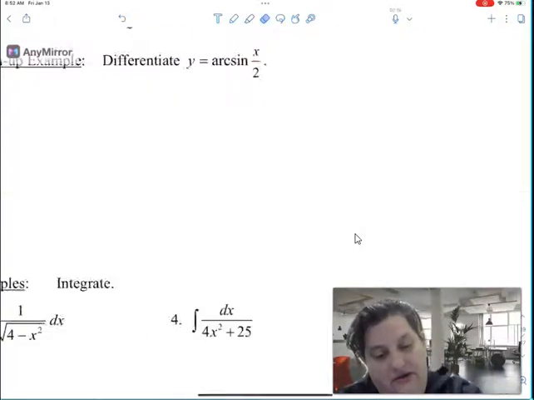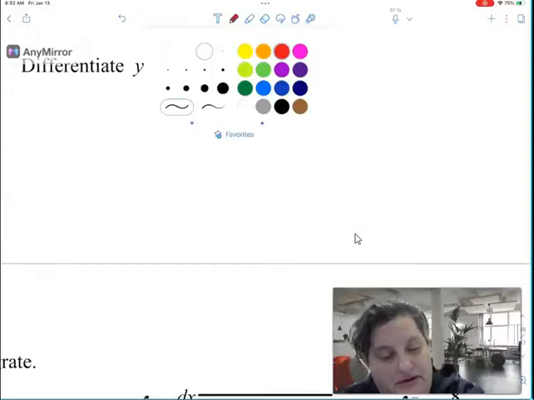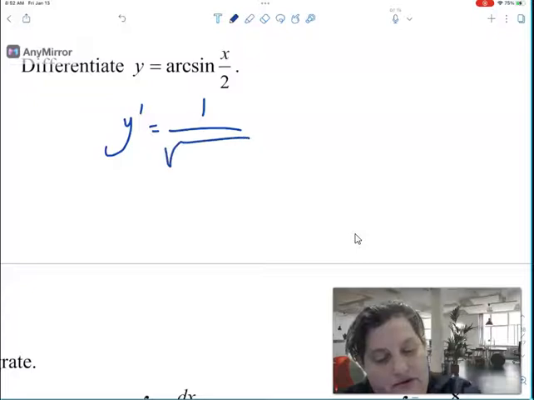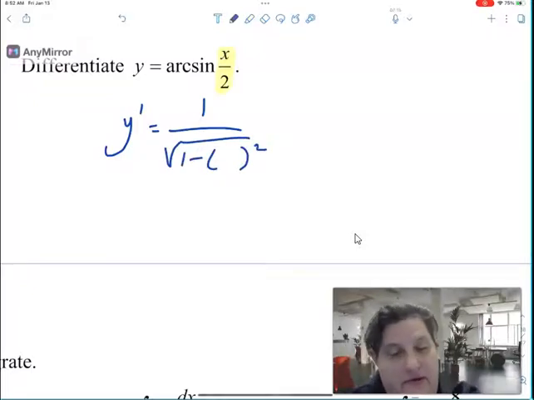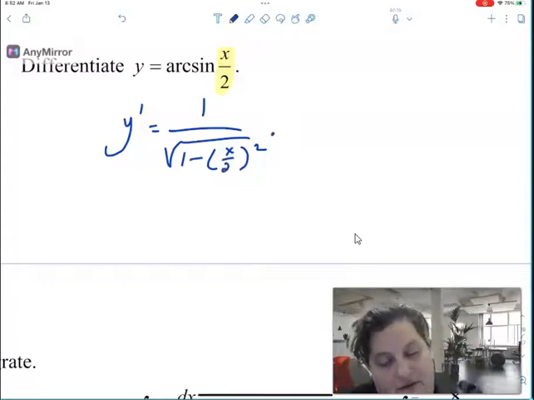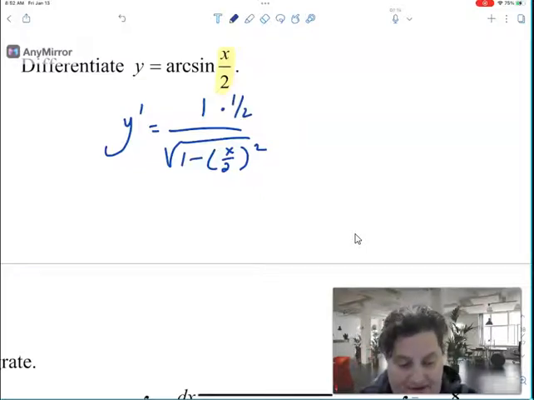Let's go ahead and take the derivative of this. All right, so we're going back to derivatives for a minute. The derivative of arc sine is 1 over the square root of 1 minus something squared. And the something is whatever I was taking the arc sine of. And then because of chain rule, I do have to multiply by the derivative of that. Actually, I'll just go ahead and put it on the top. So the derivative of that is 1/2. Okay?